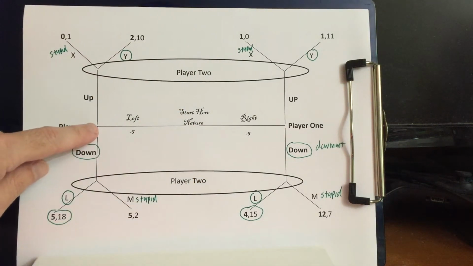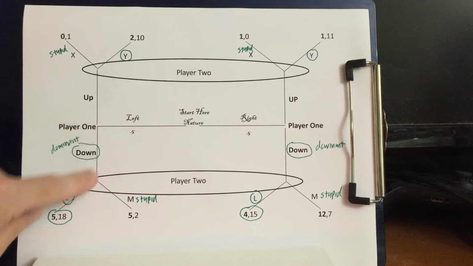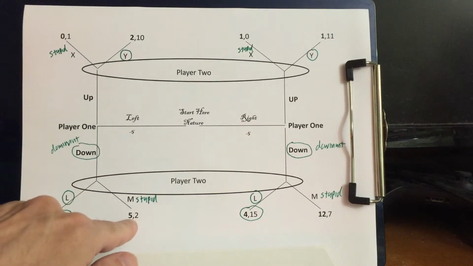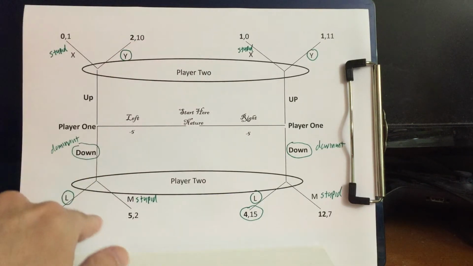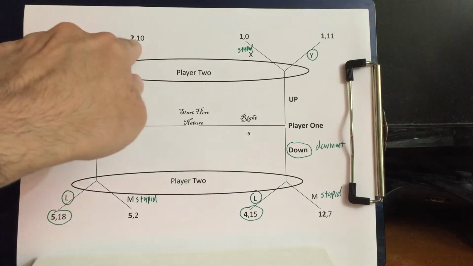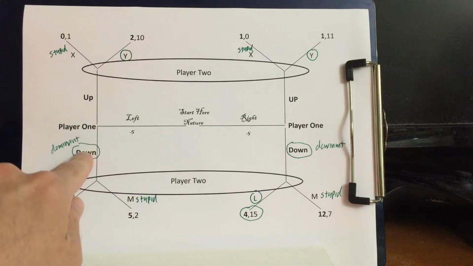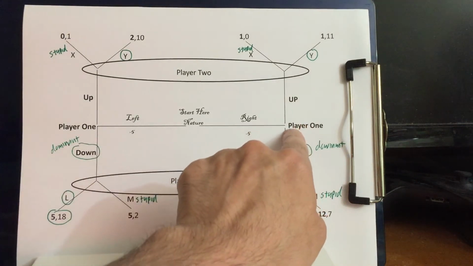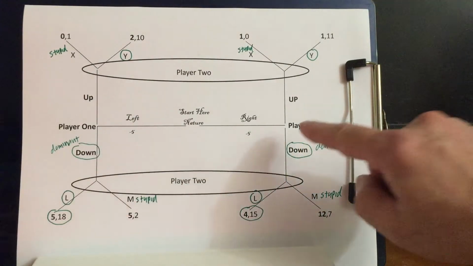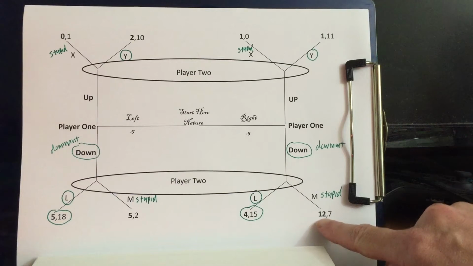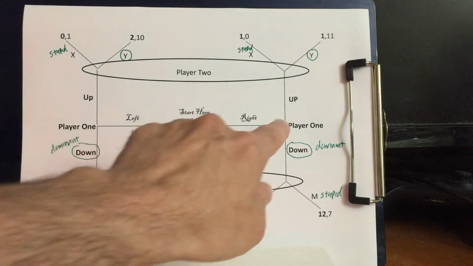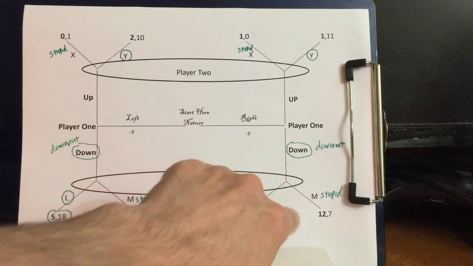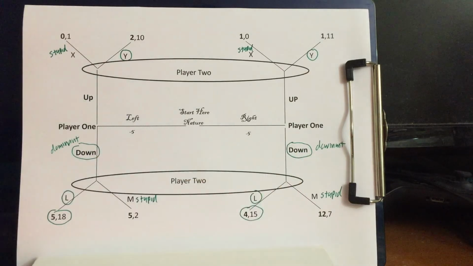Player 1, if he were here, would say to himself, down is going to lead to 5, no matter what. Up will lead to 0 or 2, depending upon player 2's actions. Wait a minute, 5 is always better than 0 or 2, so regardless of what player 2 ends up doing, I want to go down if I'm on the left. Now, if player 1 is on the right, down leads to 4 or 12, depending on what player 2 would do. Up leads to 1, no matter what. So if I'm on the right, down is a dominant strategy for me, so I'm always going to play down.